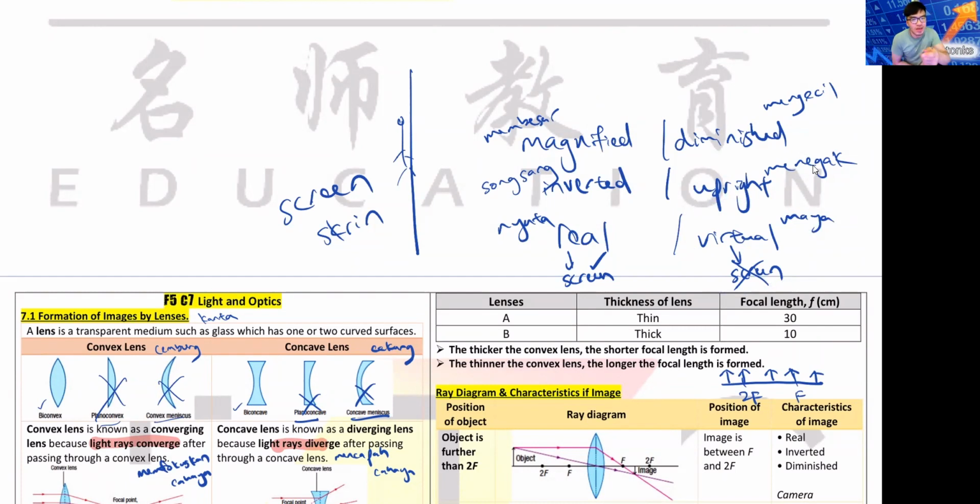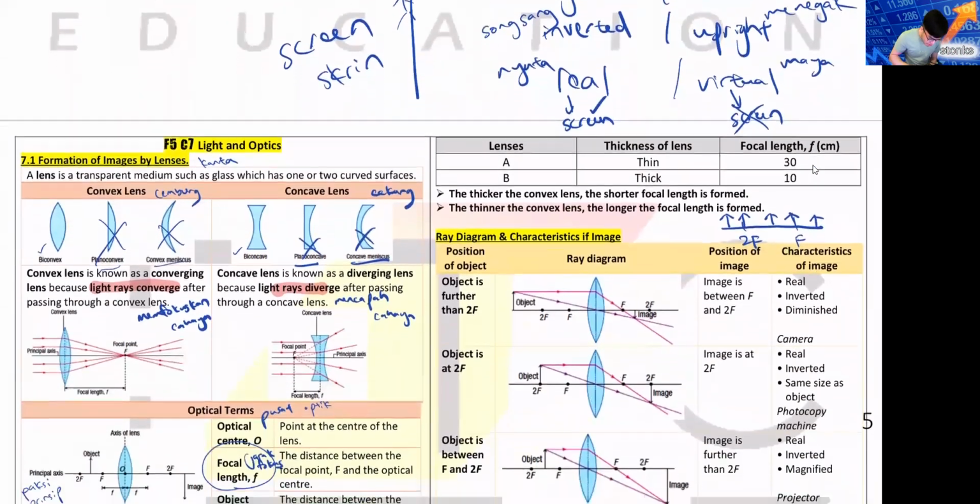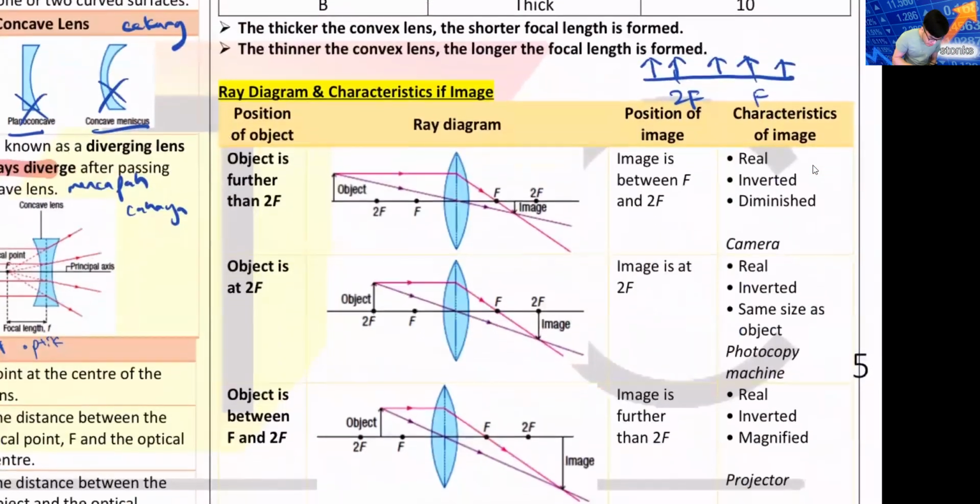Like I said just now, later you go and take your spoon. You look at your convex or concave side. You see yourself inside that. Can you reflect that onto a screen? No, you can't. So that is virtual. Maya. So anyway, let's look at our ray diagram and characteristic of image.